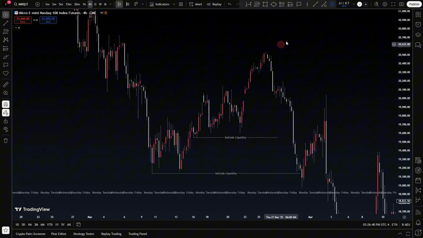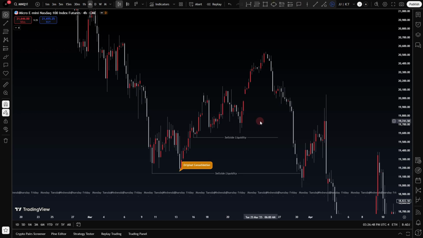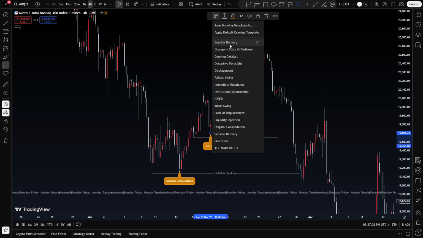If you notice, we have an original consolidation right down here, so I guess we can mark it right here. Uh-oh, what is Joshua about to talk about now? Well, we have an original consolidation right about here, and then we leave that original consolidation to deliver buy side. We have some buy side delivery, you know what I'm saying?